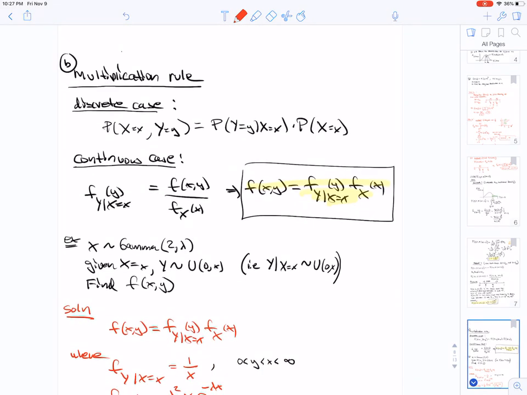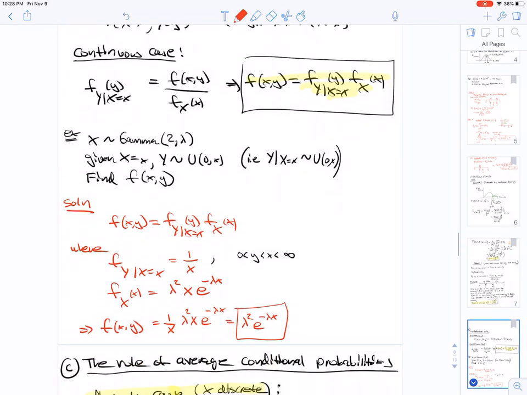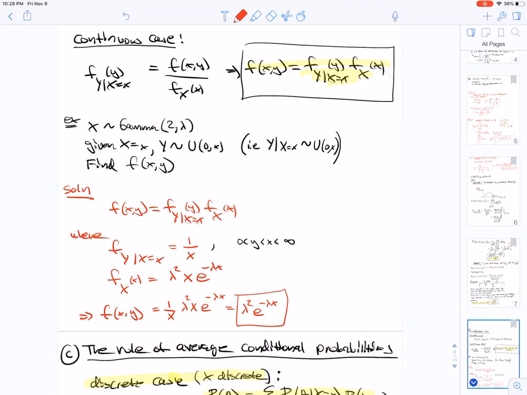Here's the multiplication rule. It's the analog of what we have in the discrete case, and I don't really have anything more to say about it. You just take Bayes' rule for the joint density and cross multiply to get the joint density. And so here's an example. Say x is gamma 2 lambda, and given that x is x, y is uniform 0 to x. Find the joint.